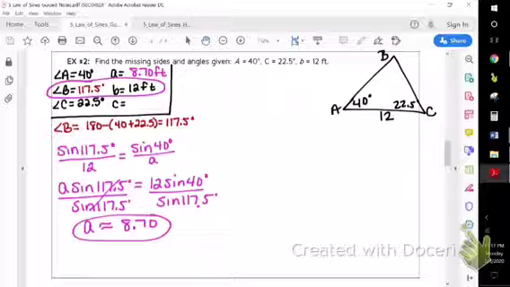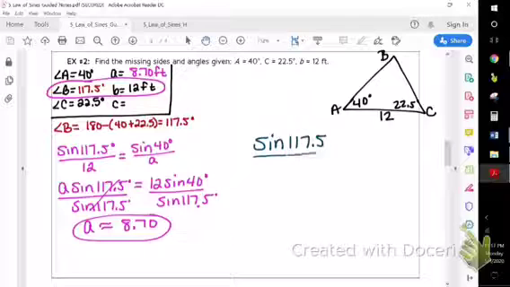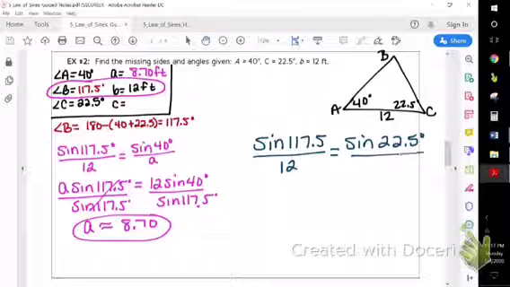And then we're going to go find side C. So I'm going to do the same thing. I'm going to use angle B and side B, and this time I'm going to use sine of angle C. Alright, so we got sine of angle B, which is the 117.5, over side B, which is 12, and that's going to be equal to sine of angle C, which is 22.5 degrees, over side C, which is what we're looking for.